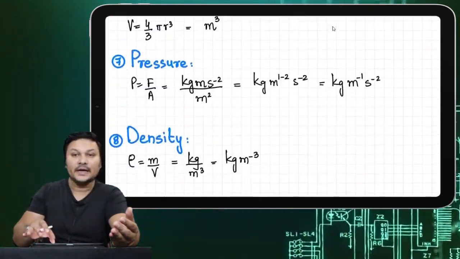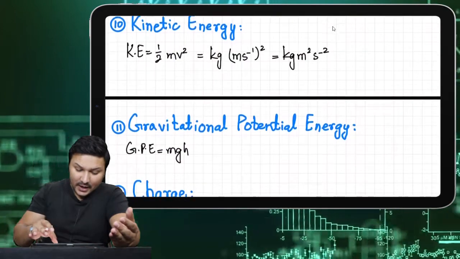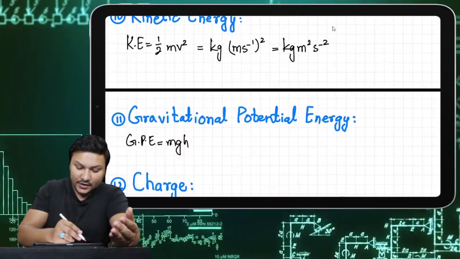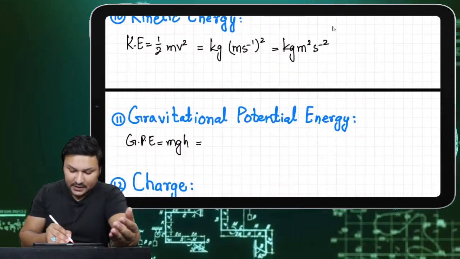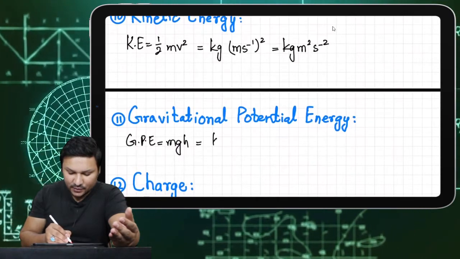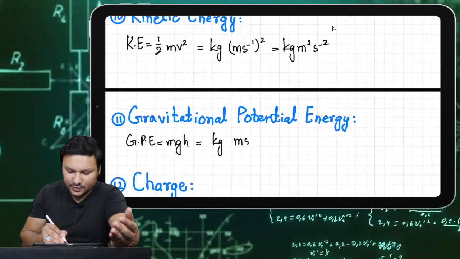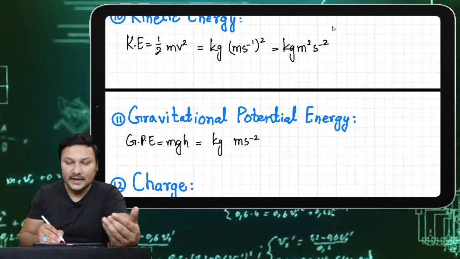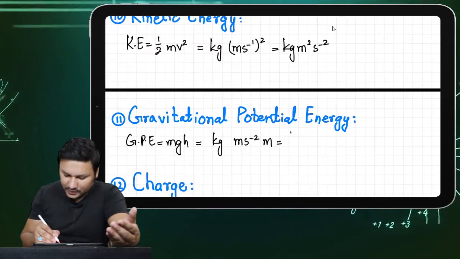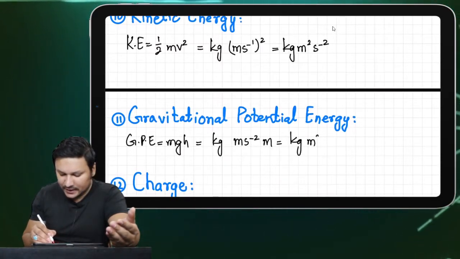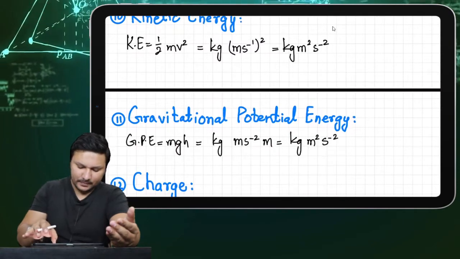This is how work and energy can be replaced. Whether it is kinetic energy, the unit will be the same. That means for the case of mass, kilogram; for the case of acceleration due to gravity, ms minus 2; for the case of height, m. So kg m square s minus 2.